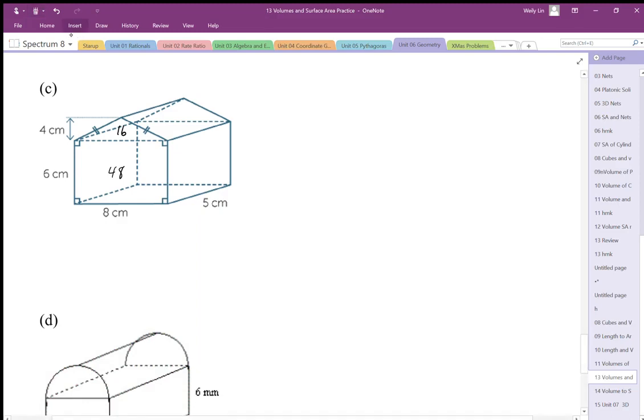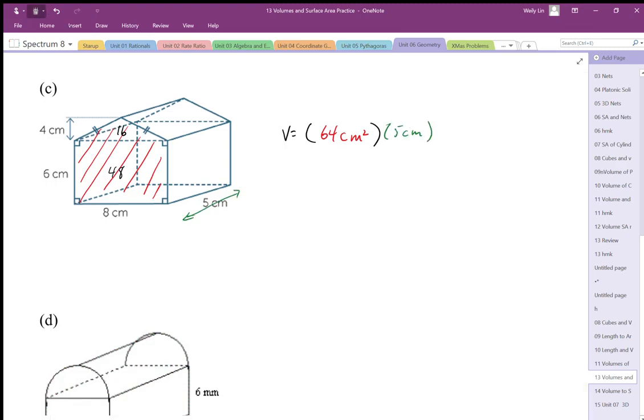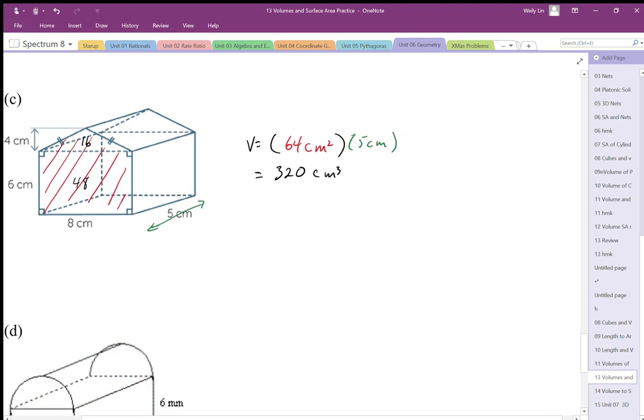So again, this is a prism. So every slice is going to be that shape there. So the volume of this object is going to be that area, which is 64 squares, and multiply that by the depth. Again, the depth I'll do in green is going to be that depth there of 5 centimeters. Okay, so the volume works out to be 320 cubes. Okay, so there's my volume.